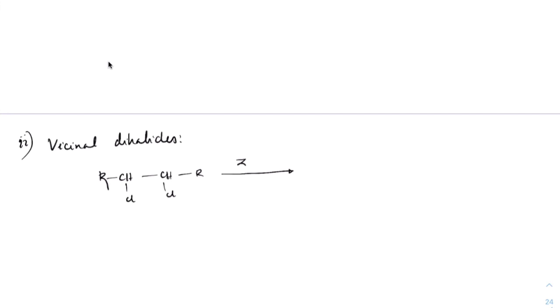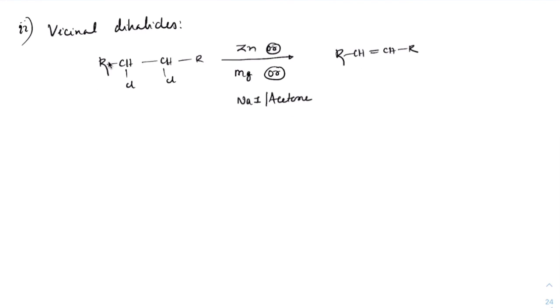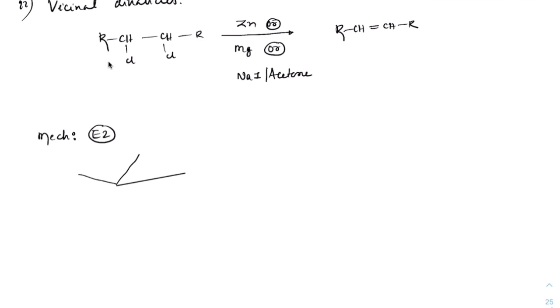When you treat that with zinc or magnesium or NaI in acetone, it would give us RCH double bond CHR. This is the product that is going to form. See the mechanism. Mechanism is always driven through E2 kind. If I take the sawhorse projection here, one halide is here, one halide is here.